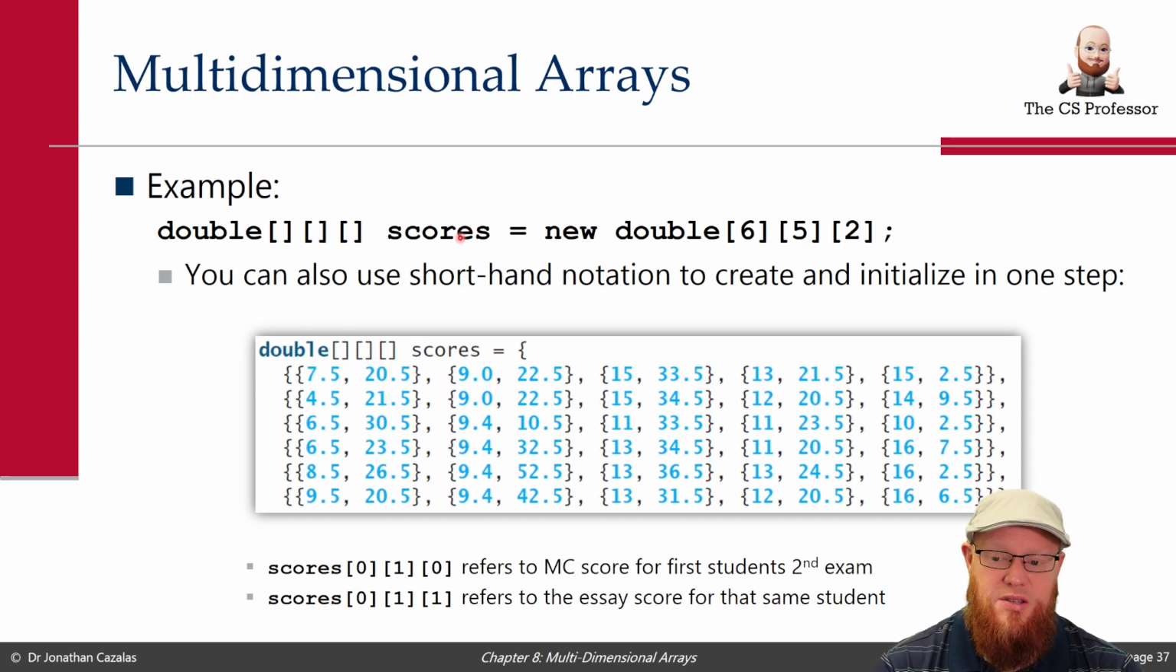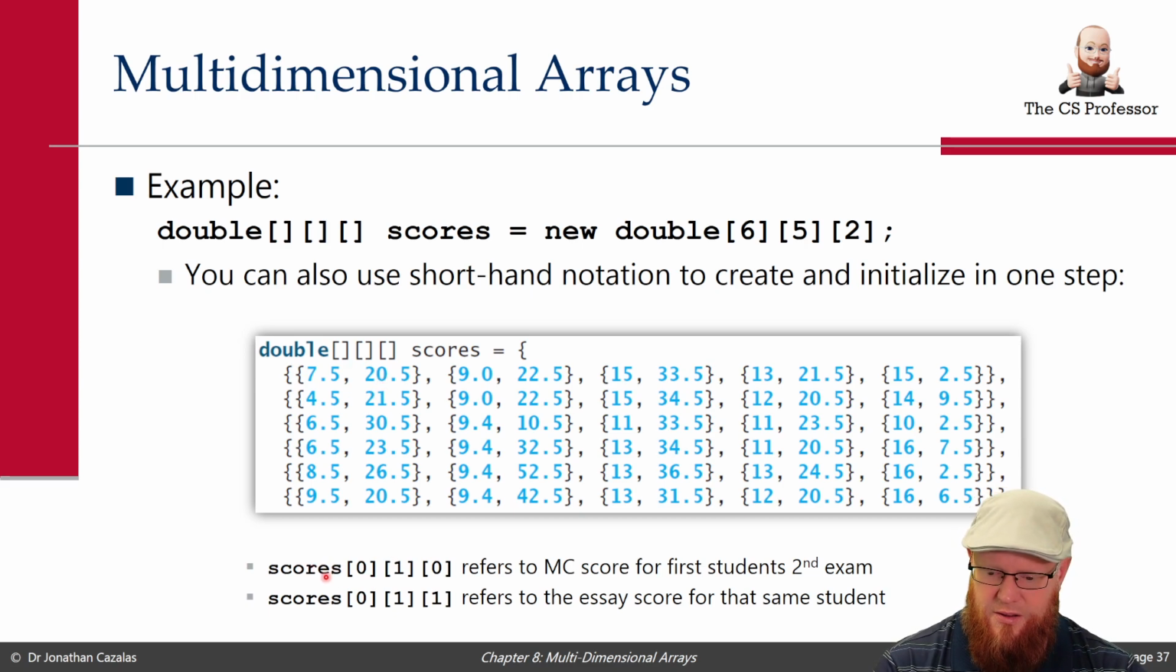So we can declare this array called scores, where we have 6 students. Each student has 5 exams, and each of those exams has 2 parts, the multiple choice and the essay. And so you can really see this the way it's depicted here. We have the rows for the students, and each student you can see has 5 pairs of curly brackets for their 5 exams. And within each of those curly brackets, we have 2 scores for this 3rd dimension, the multiple choice score, followed by the essay score.